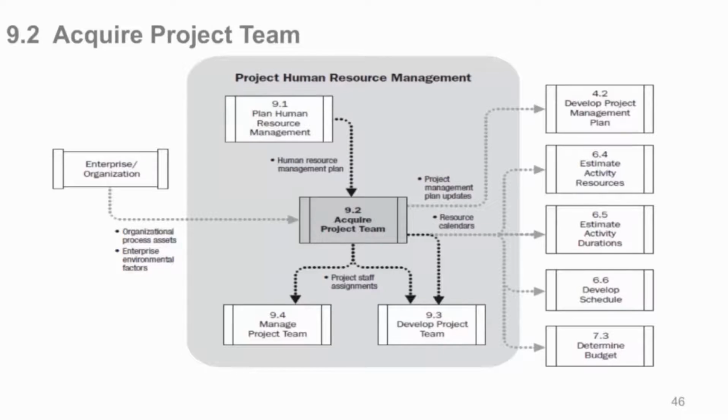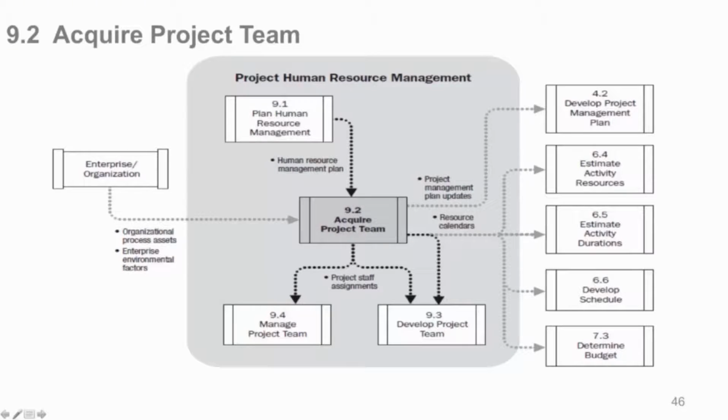And where do the people come from, looking at this diagram? Okay, they come from organizational process assets, right? No. They come from the enterprise environmental factors. That's where the human resources are. So we're pulling them in over here, along with maybe organizational personnel policies and things like that.